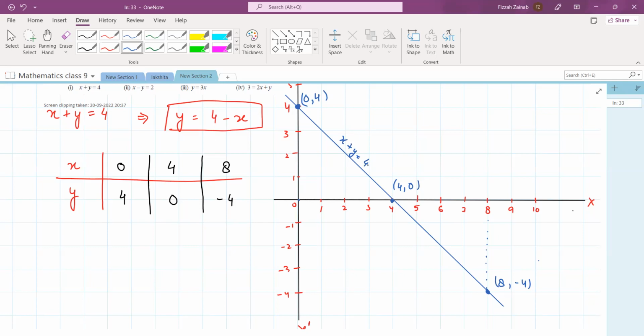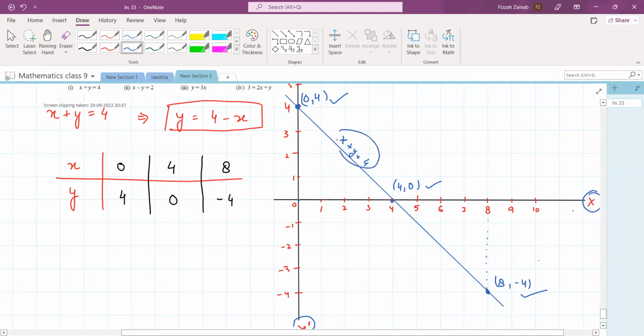This naming is very important. All the coordinates should be mentioned, right? The points should be mentioned. The name of the axis should be mentioned. Please note. And also the equation of the line has to be mentioned on the line.